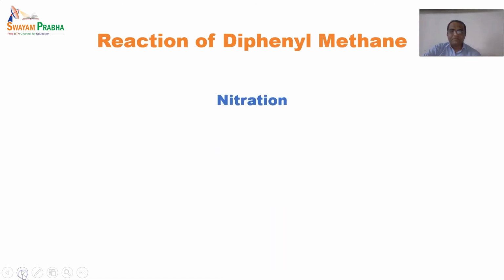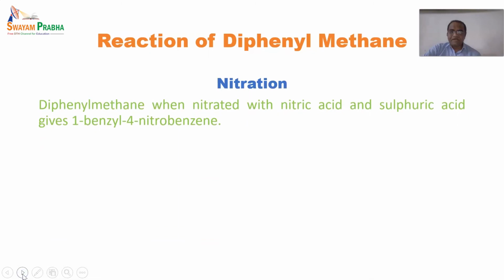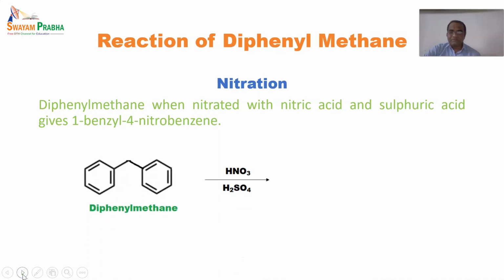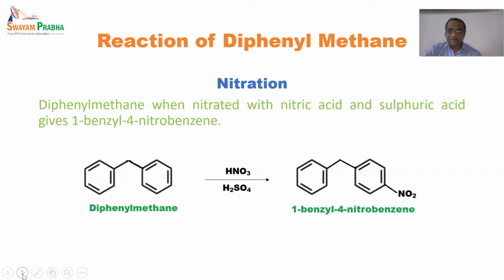Reactions of diphenyl methane. So now we will see nitration, as we have seen the nitration in some earlier chemical reactions, that it requires nitric acid as well as sulfuric acid to form a nitronium ion. So diphenyl methane when treated with nitric acid and sulfuric acid gives 1-benzyl-4-nitrobenzene. The structure of diphenyl methane and nitrating mixture, that is nitric acid and H2SO4, generating a nitronium ion. And so it is an electrophilic aromatic monosubstitution type of reaction we are going through. So it forms a nitro product at the 4th position.